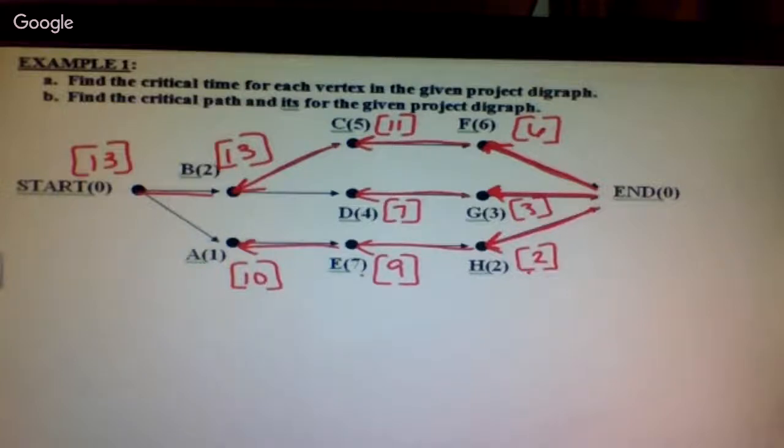If they say find the critical time for each vertex, that's what's in the brackets. You already did that. Part B says find the critical path for the given project. So the critical path goes from start to end. What's my longest path going from start to end? D, C, F. B, C, F, end.